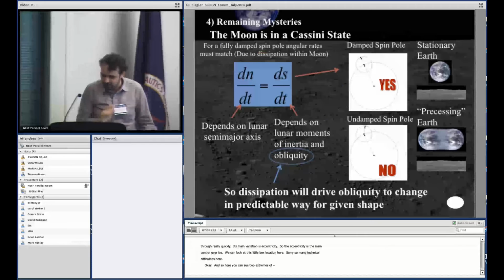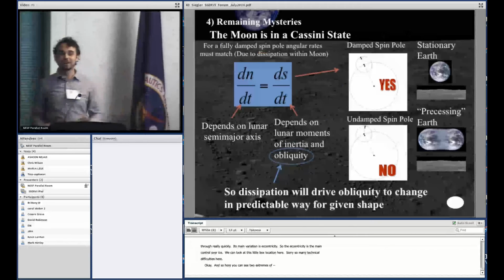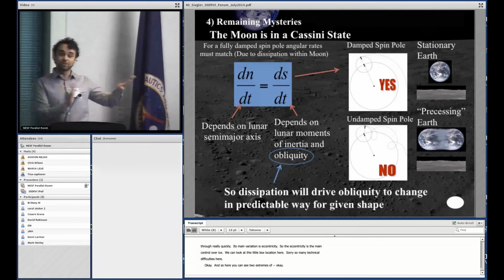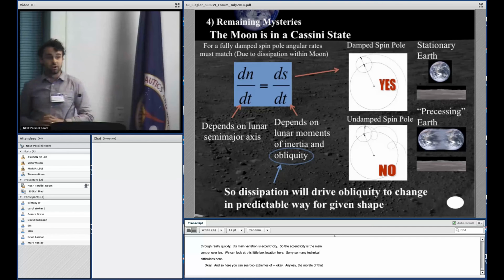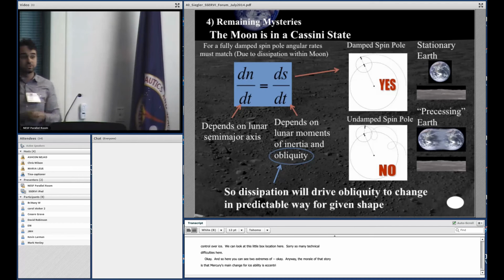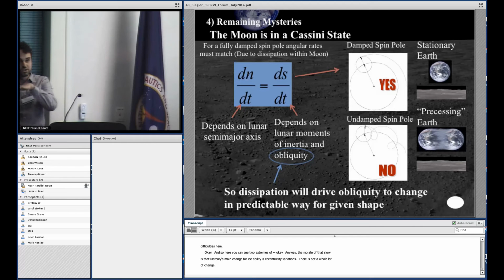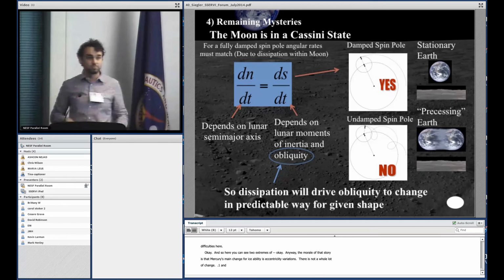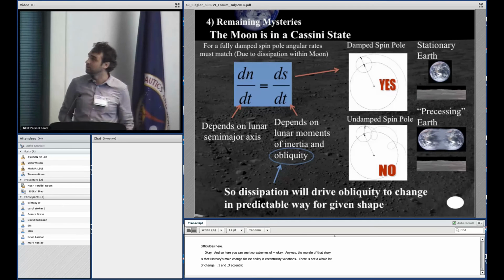Okay. Anyway, the moral of that story is that Mercury's main change for ice stability is the eccentricity variations, and there's not a whole lot of change. What those two pictures showed is that at 0.1 eccentricity and 0.3 eccentricity, we have pretty much the same map of subsurface ice stability. It's going to change by a few centimeters, but on Mercury the conditions don't really change.